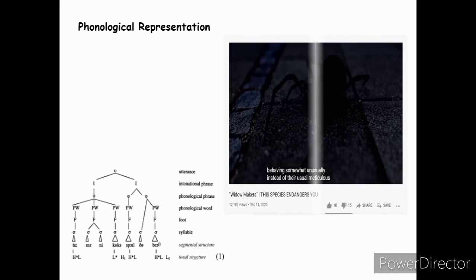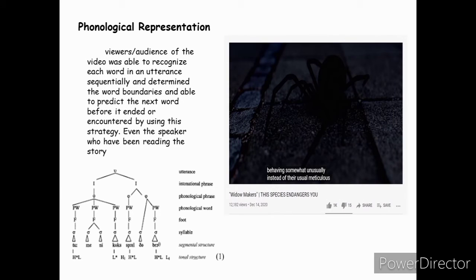Phonological representation is present in how I, one of the viewers, and the other viewers or audience of the video were able to recognize each word and utterance sequentially, determine the word boundaries, and predict the next word before it ended or was encountered, by using this strategy, given the speaker delivering a version of the story.